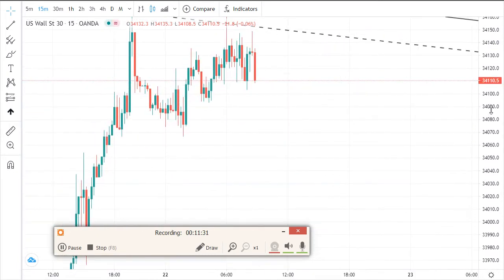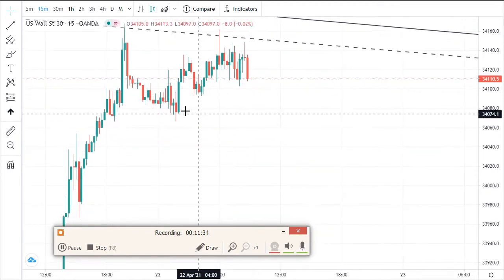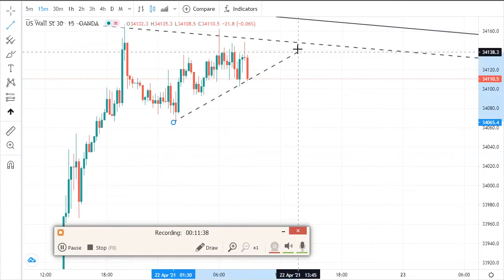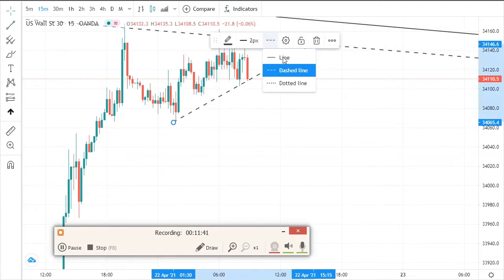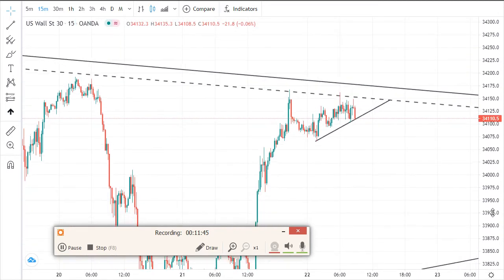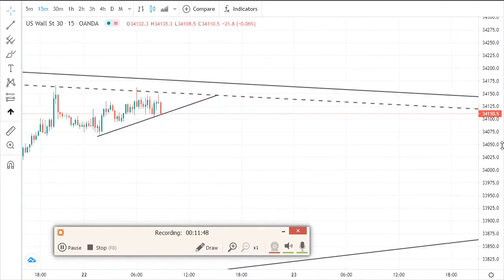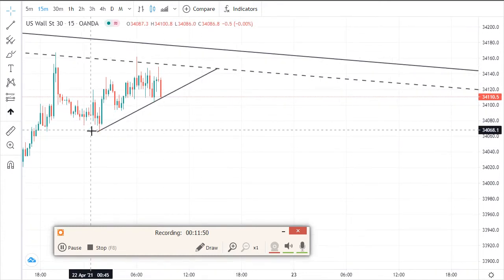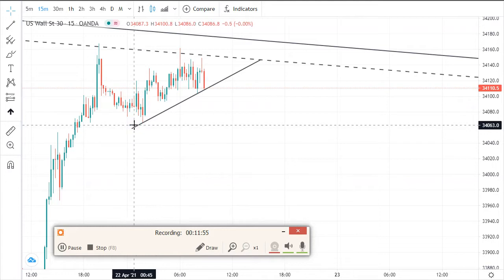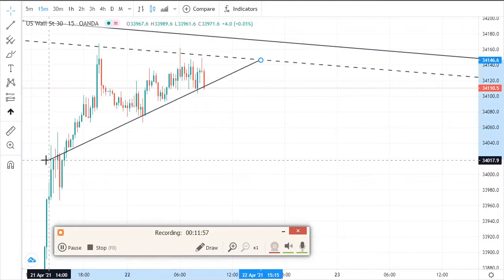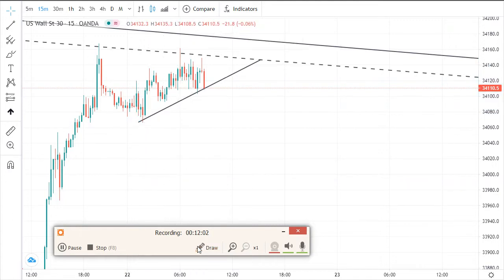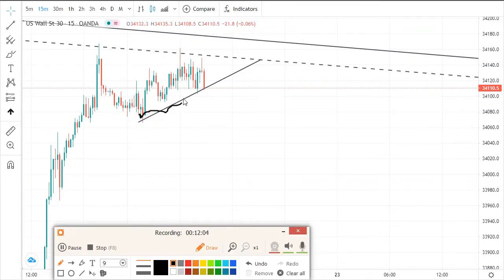Let me draw something here. Something like this. You can draw, it's just that I've zoomed in because it's a smaller time frame. You can do something like that. You can see that this area is where the market was just respecting. You can even push lower, but I don't think it makes sense. So something like this, obviously you can see that the market was just respecting this zone.